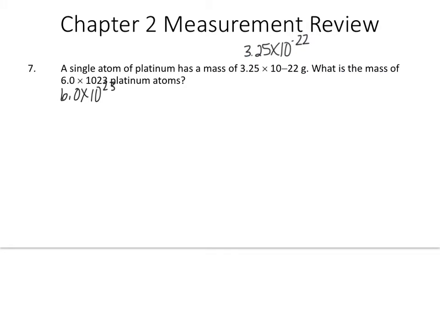So this is a dimensional analysis problem. It says a single atom of platinum has a mass of 3.25 times 10 to the negative 22. That is supposed to be raised. It says what is the mass of 6.0 times 10 to the 23rd, also supposed to be an exponent, platinum atoms. So I will tell you that your conversion factor is right here. A single atom is that many grams. So you will start with this number.